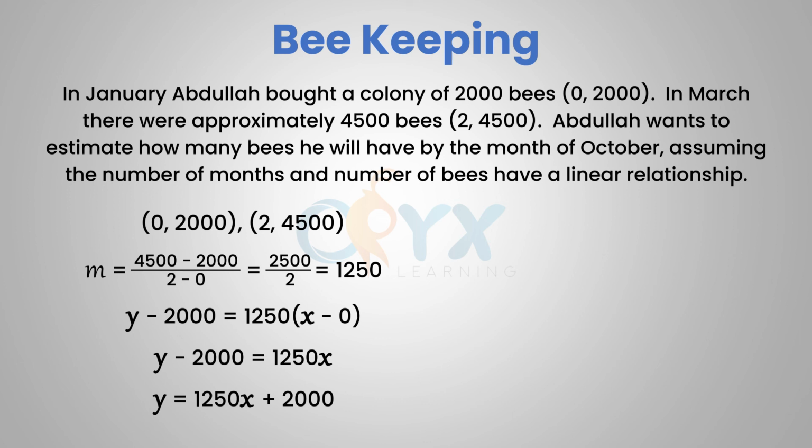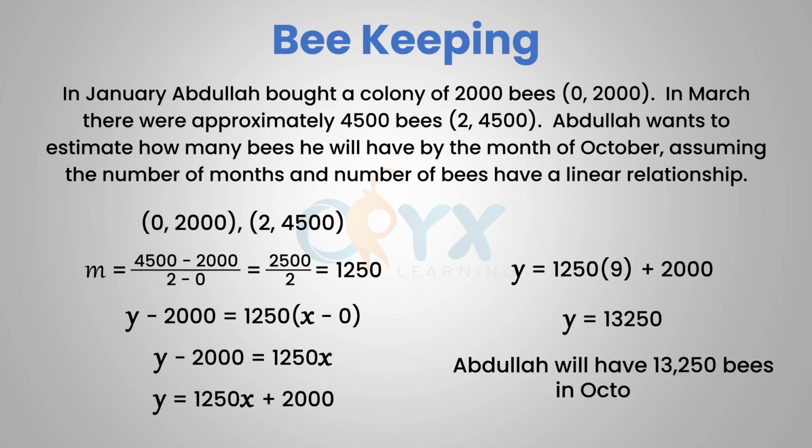October would be represented with 9, as January was month 0, so October would be month 9. So y equals 1,250 times 9 plus 2,000. Simplifying down, I get y equals 13,250. So Abdullah will have 13,250 bees by October.